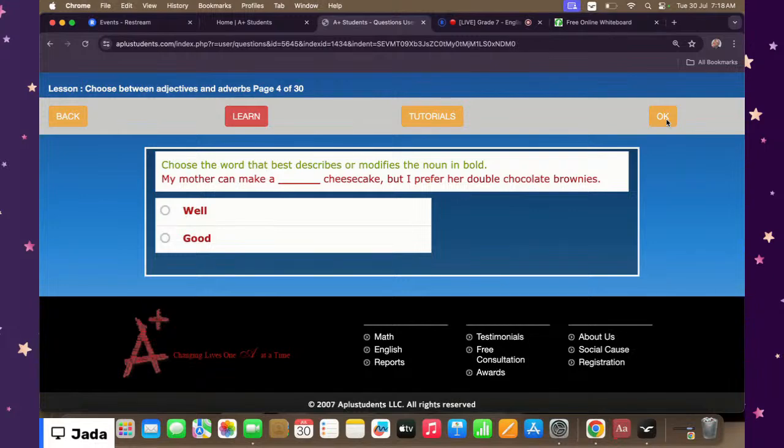So this one: my mother can make a dash cheesecake, but I prefer the double chocolate brownies. It's modifying the noun in the sentence. So what would be the right answer? Well or good? I'm looking forward to your answers on the chat. Is it well or good? What's the right answer? Let's wait a little bit and see if you all will send your answers.